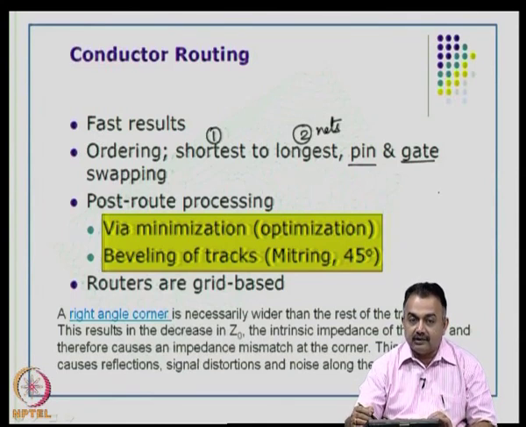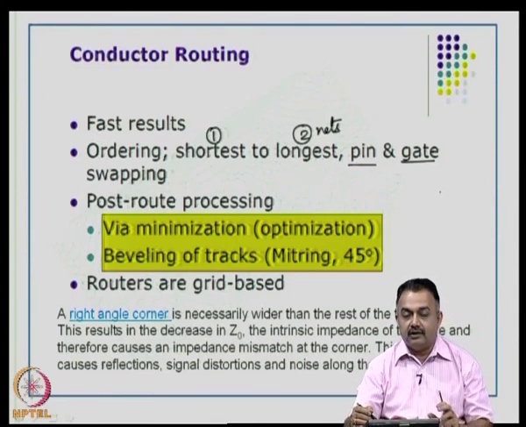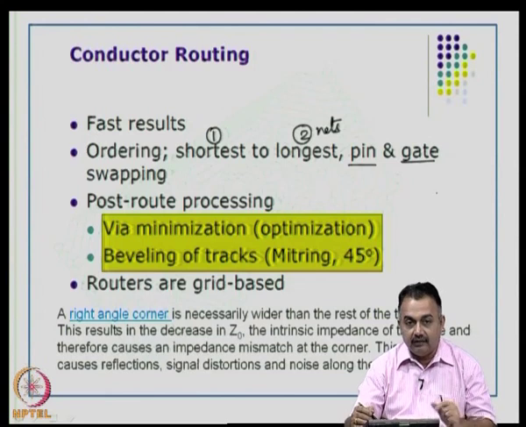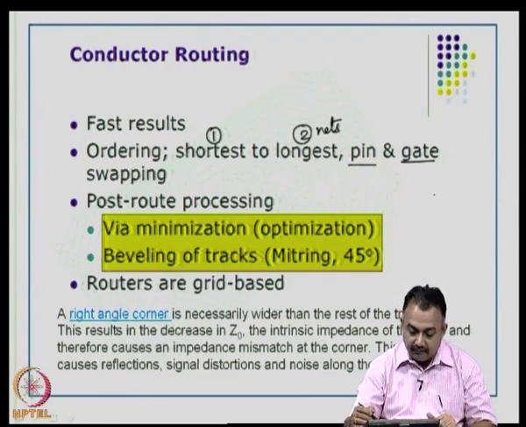At least 10% will be incomplete, and you have to do manual. But in some cases, because of restrictions and because of electrical requirements, it is better that you do manual routing first and leave the rest of the simple traces to auto routing algorithm program. After the routing is done, you do what is known as a post route processing.